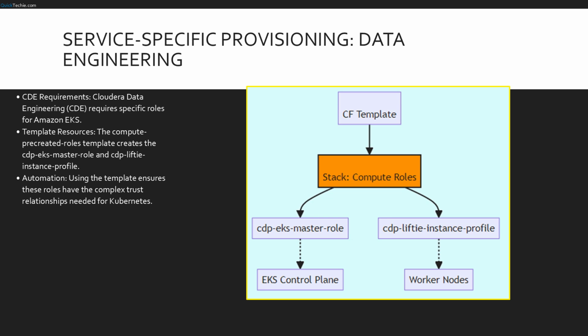Here we visualize the CDE identity stack. The CloudFormation template deploys the compute roles stack. This stack produces two distinct outputs: the master role for the EKS control plane and the instance profile for the worker nodes. This separation of duties is essential for the security and function of the Kubernetes-based data engineering service.